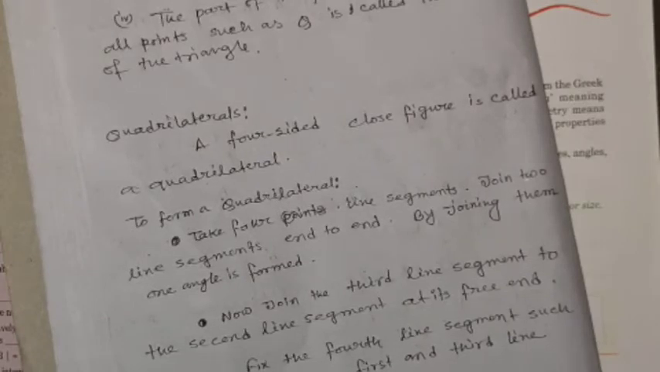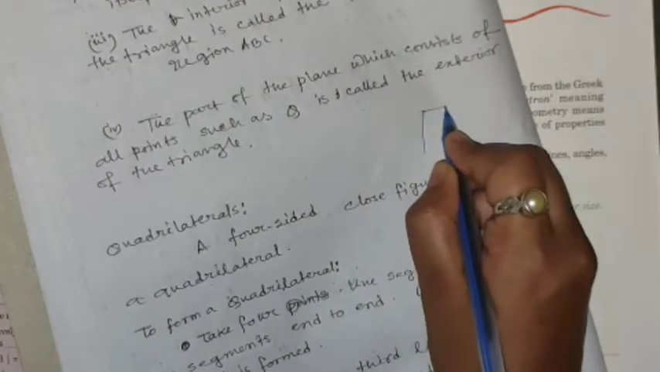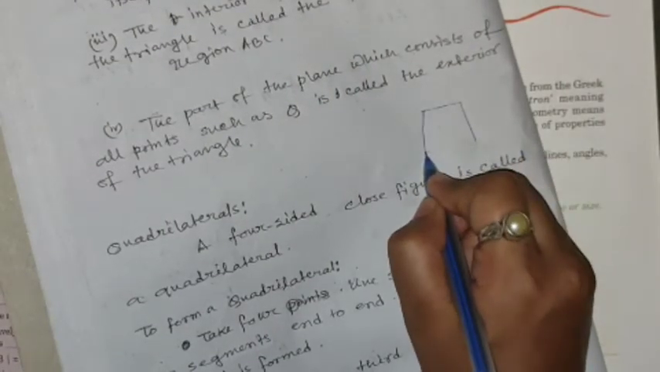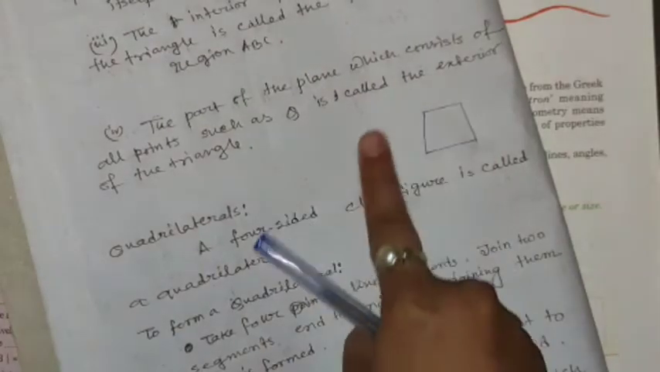A four-sided closed figure is called a quadrilateral. So a quadrilateral has 4 sides, and it is also a polygon. Polygon means it is a simple closed curve, and it consists only of line segments. That means it is a polygon of 4 sides. So how can you form a quadrilateral? Take 4 line segments, join 2 line segments end to end.